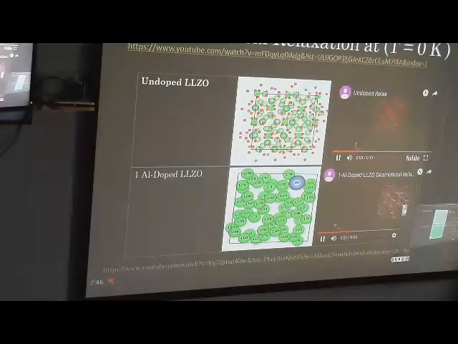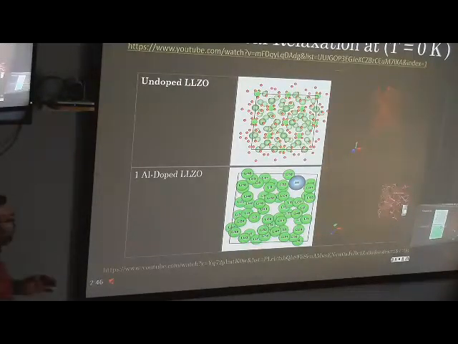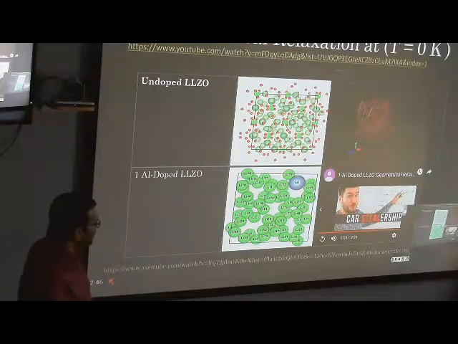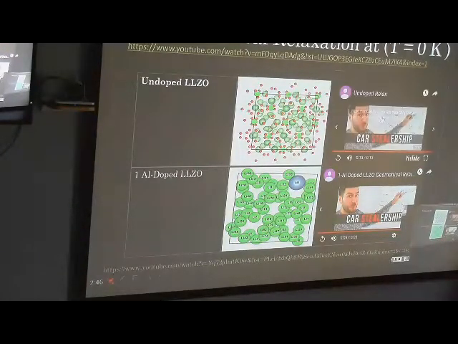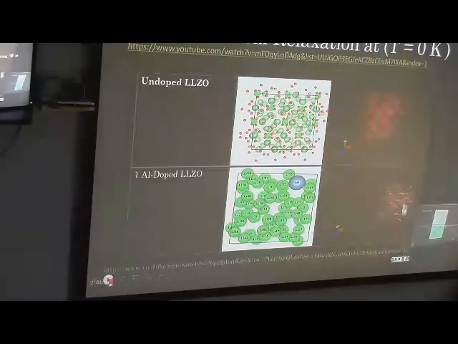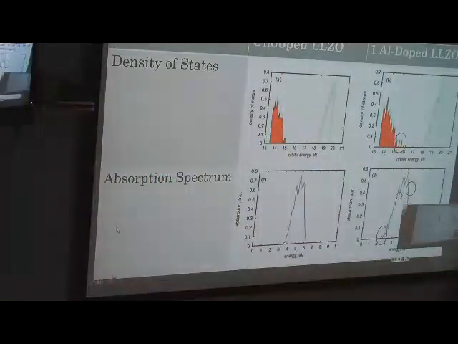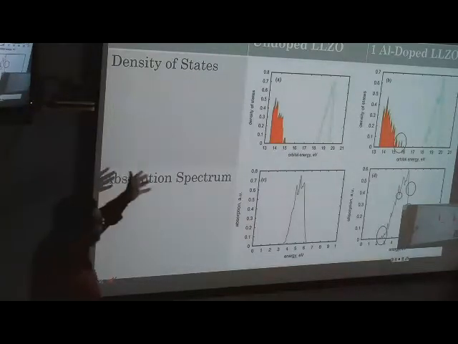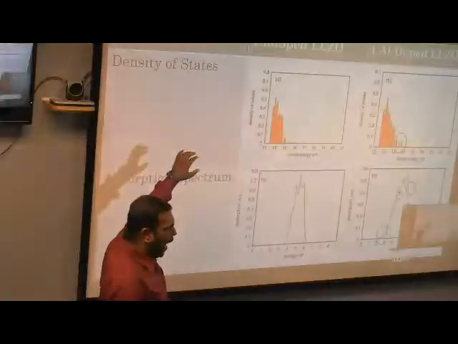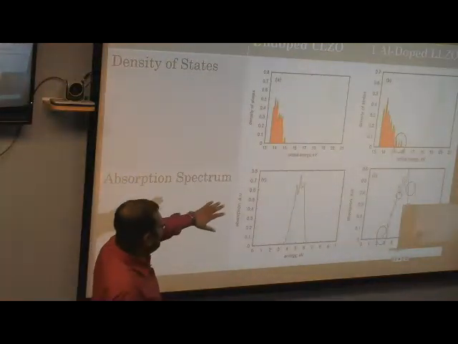So these are the videos for geometrical optimization. That means when the temperature is at 0 Kelvin. So after that, these are the density of state and absorption spectrum for geometrically optimized undoped and one aluminium doped structure.